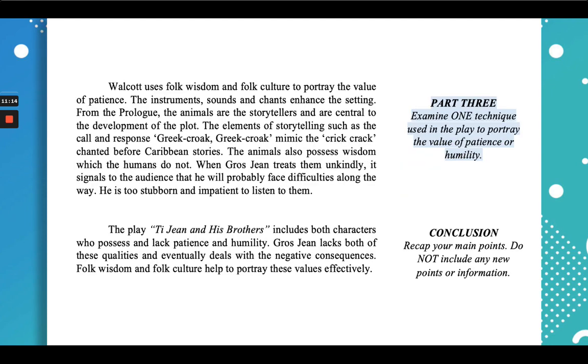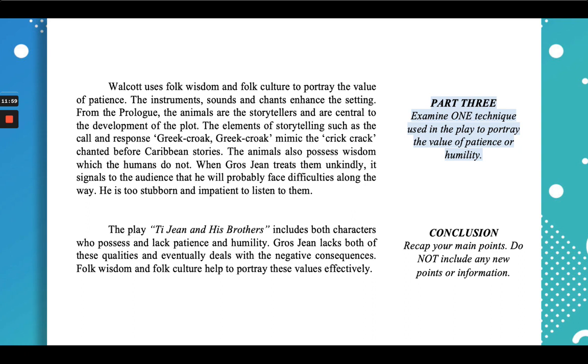Part 3. Walcott uses folk wisdom and folk culture to portray the value of patience. The instruments, sounds, and chants enhance the setting. From the prologue, the animals are the storytellers and are central to the development of the plot. The elements of storytelling, such as the call and response, Greek croak, mimic the crick-crack chanted before Caribbean stories. The animals also possess wisdom which the humans do not. When Goja treats them unkindly, it signals to the audience that he will probably face difficulties along the way. He is too stubborn and impatient to listen to them.